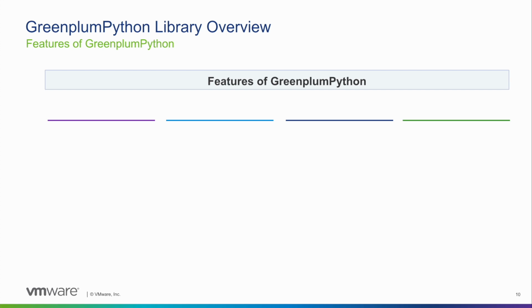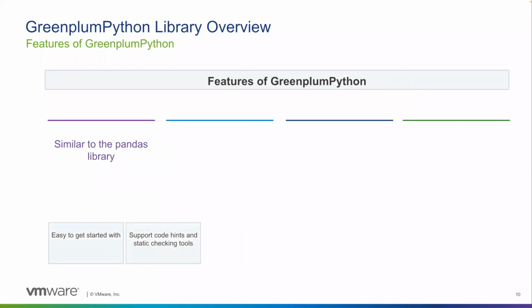To summarize, Greenplum Python provides a Pandas-like table API that looks familiar and intuitive to Python users, making it easy to get started and supporting code hints and static checking tools. It's efficient, scalable, and secure data processing directly in the database, maximizing Greenplum analytics performance and massively parallel processing scalability.